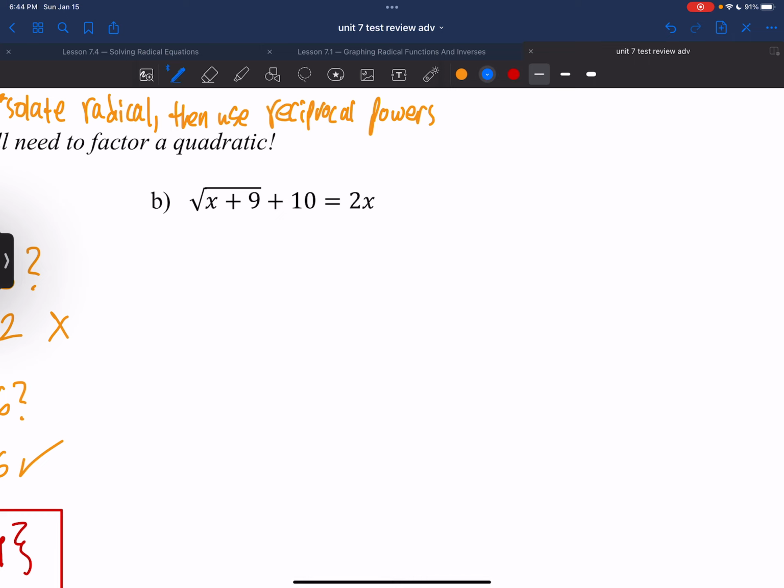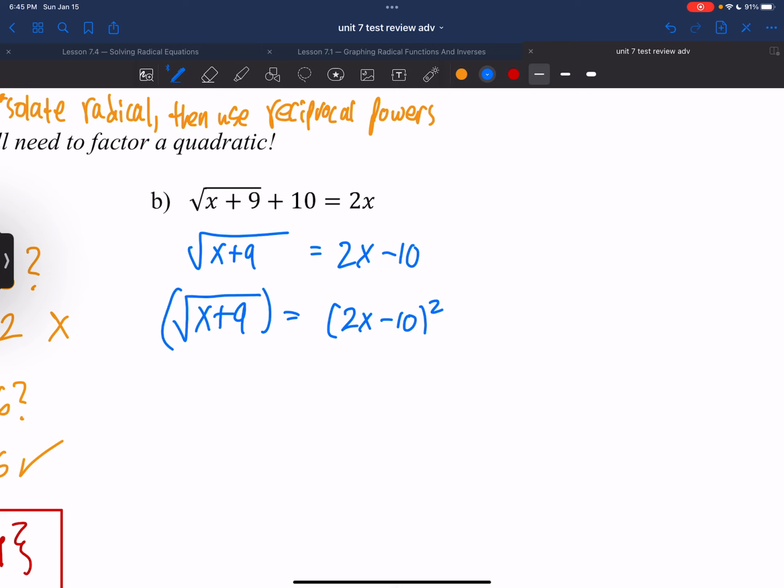Let's isolate our radical again. X plus 9 equals 2x minus 10. We will now square both sides. And if you're wondering why I'm not, look, I could write square root of this squared, but that's just going to be x plus 9. So I don't bother writing that part in my work. You can. I don't care. Write it, don't write it. I'll follow your work. It'll be fine.